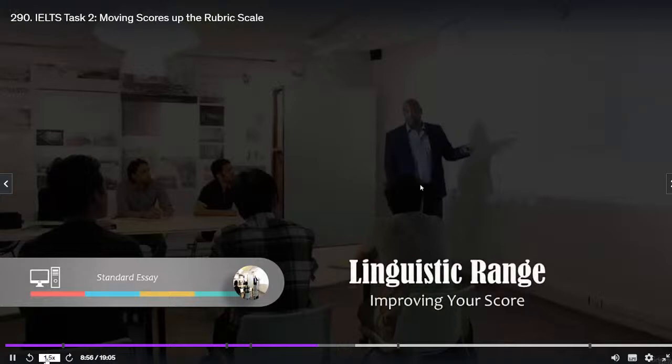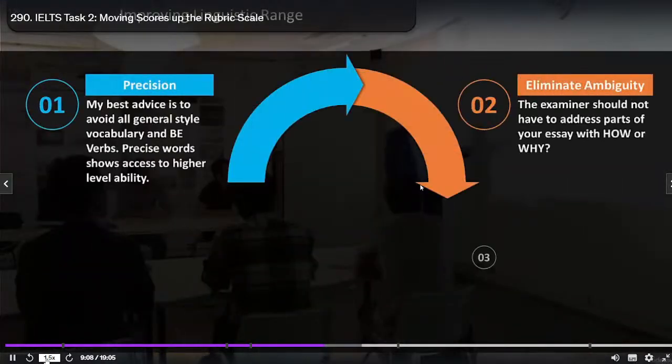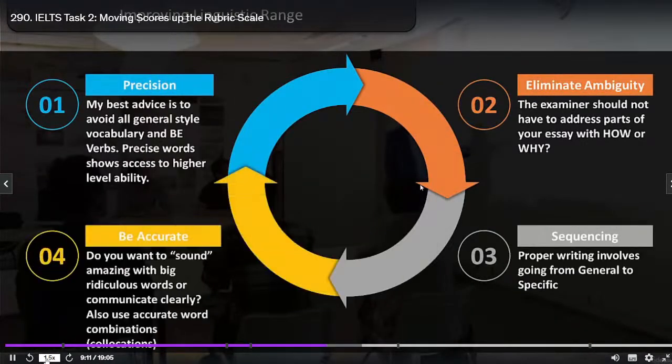Now let's talk about linguistic range. Yes, I know you don't see that on your rubric, but it's there. It's a part of the scoring. In terms of your linguistic range, precision, right? Precision. Don't write with general words. Be very precise in your vocabulary. Eliminate any ambiguity, right? The examiner should not have to address how or why. Why did he say that? How is that important? How is that connected with answering the question?